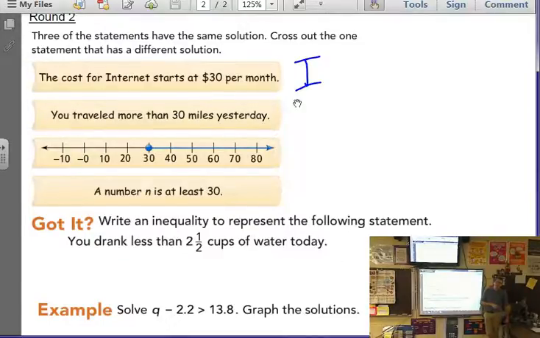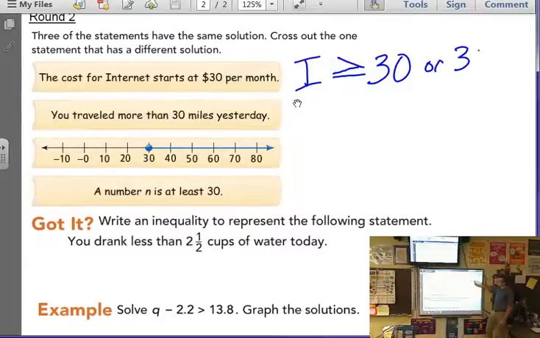Could it be 30? Yeah, so it could be equal to 30. But if it starts at 30, what else could the price be? Andrew? It could be more than. Yeah, it's going to be 30 or more than, so the price could also be greater than. So my internet price is going to be greater than or equal to 30. Or we could say 30 is less than or equal to the price of my internet.